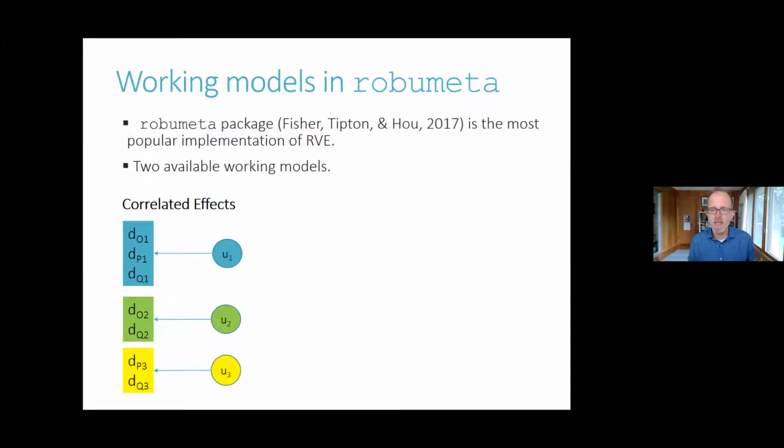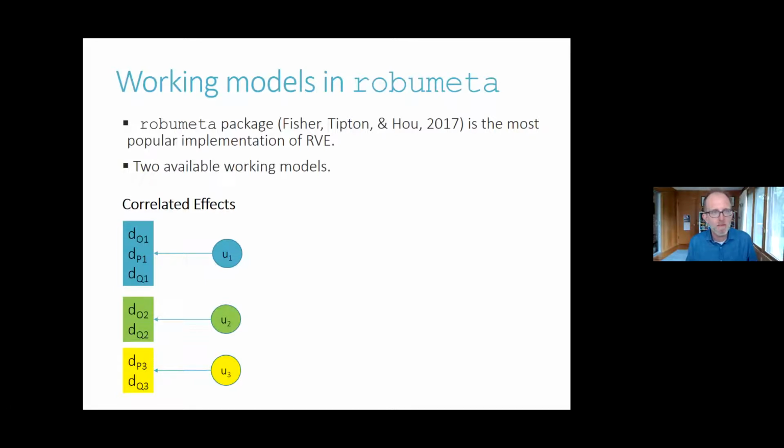Correlated effects, diagrammatically, looks like this. It includes a single random effect for each study. It allows for non-zero correlation between the effect size estimates from a given study, but then it adds in a between-study random effect. So it's essentially saying there can be between-study heterogeneity in the true effects, but there isn't any further heterogeneity within a given study beyond what's explained by sampling variance.